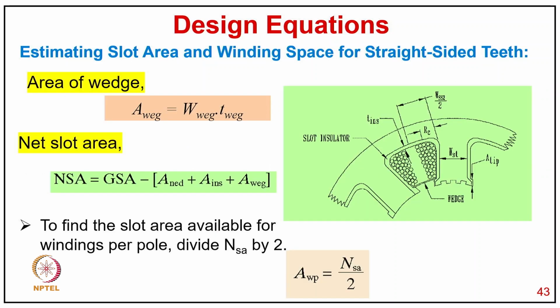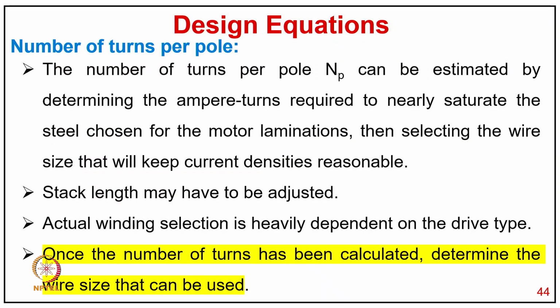Now area of the wedge A wedge is equal to W wedge into T wedge, and new slot area NSA equals GSA minus in bracket ANED plus AINS plus A wedge. And to find out the slot area available for winding per pole, divide NSA by 2. So AWP equals NSA by 2.